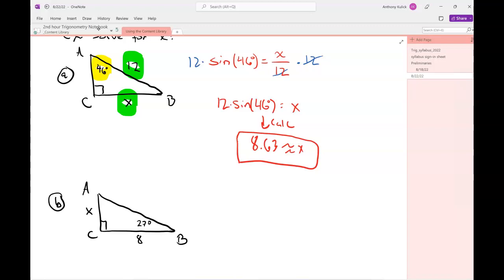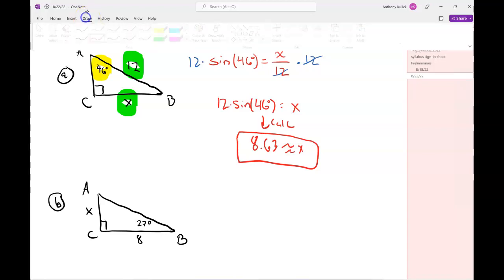So we have a right triangle ABC, and we're told that angle B is 27 degrees, side CB is 8, and side AC is X. We're trying to solve for X here. Okay. So same kind of setup as before. We have an angle and a side. So I should use? Great.